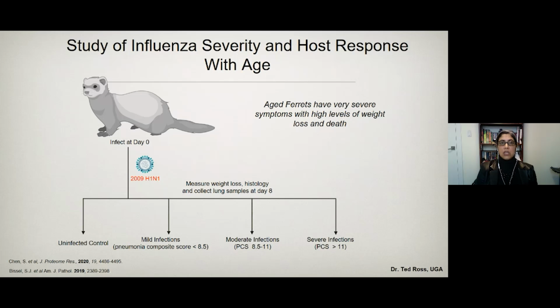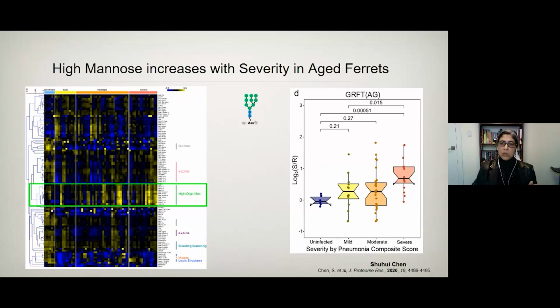Next slide, please. So looking in this model, here we had to use the pneumonia composite score because it turns out that weight loss actually happens even with lower levels of severity. So the pneumonia composite score was a more accurate measure. What we see is, again, high mannose very clearly going with severity. So the more severe cases in the aged ferrets, again, saw this really clear high mannose signature. And if you look on the left-hand side at the heat map, those are actually ordered by the composite score, and you can see that you do indeed get more and more severity as you go up in the pneumonia composite score.